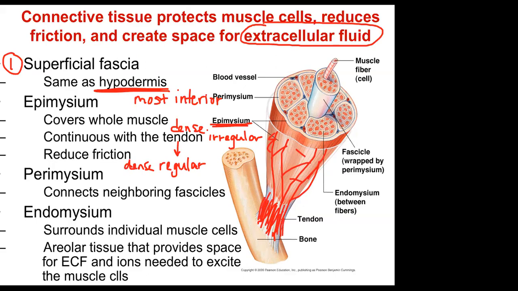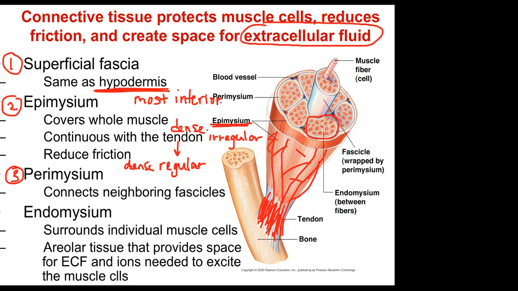Okay. Now, as we go into the interior of the muscle, the epimysium splits into our third layer, which is the connective tissue around each fascicle. And this is very similar to our structure within our nerves that we mentioned. And this is called our perimysium.